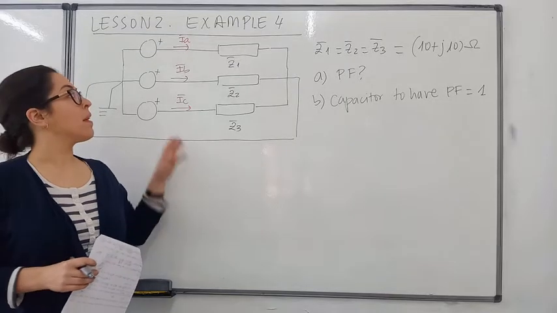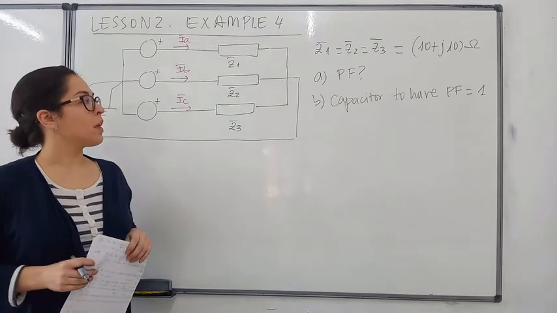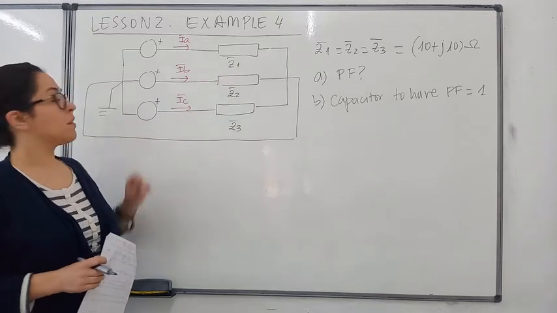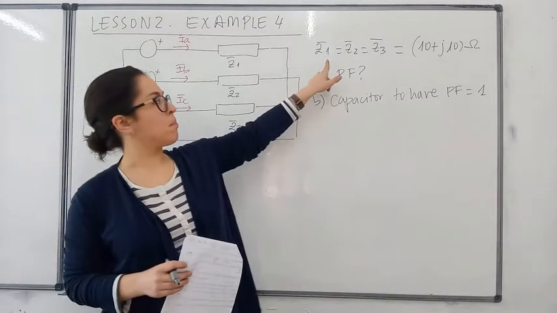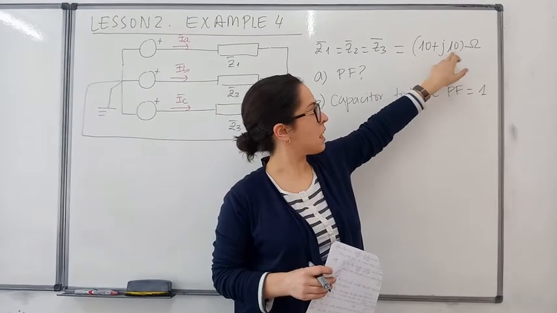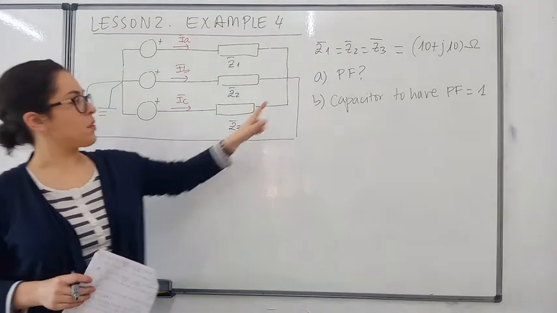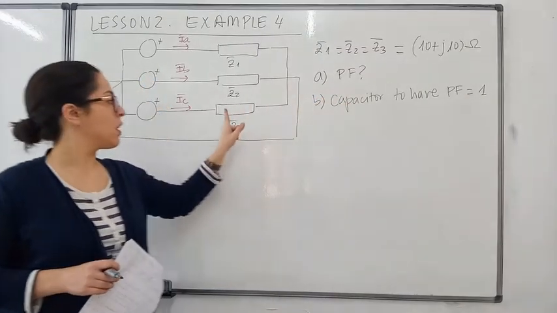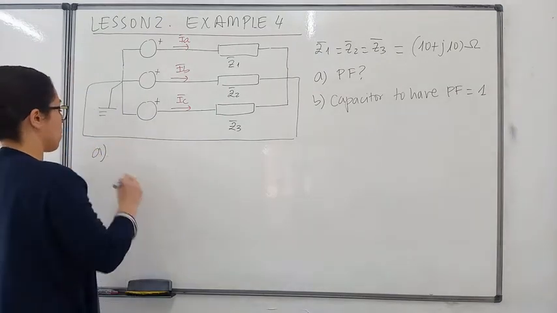Hi everyone. In this example, which is example number 4 of lesson 2, we have a balanced load connected in a star in a three-phase system. So we have here the impedance of the load, which is 10 plus j10 ohms. So they ask two questions. In the first one, they ask about the power factor of the load in the initial situation. That is a very simple question.